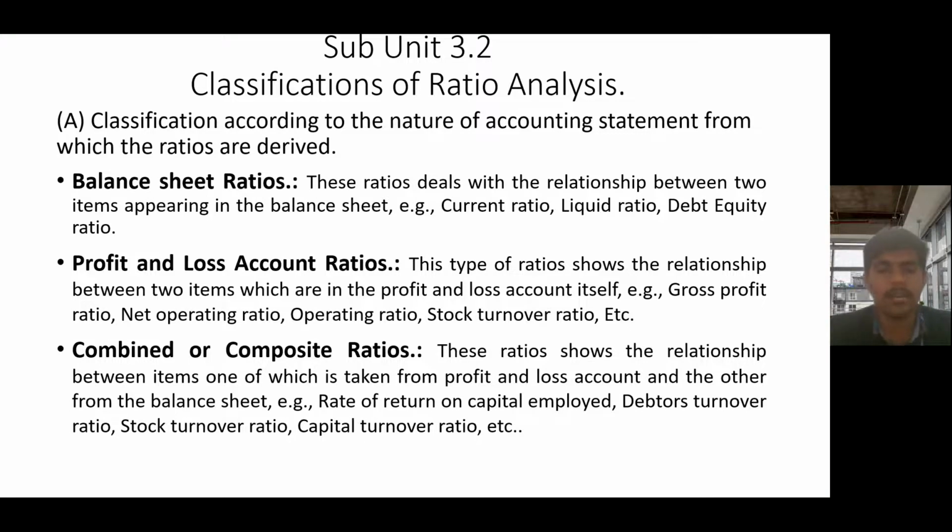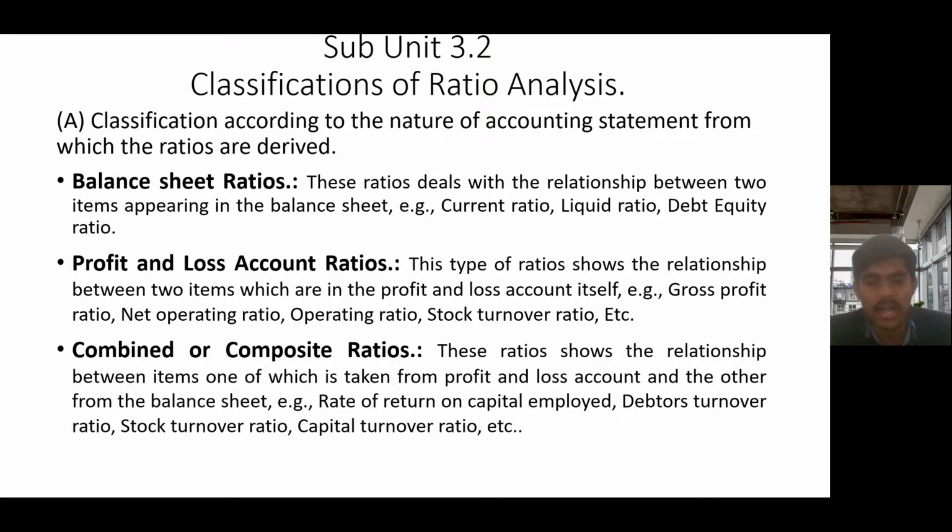Okay, next is combined or composite ratios. So what are combined or composite ratios? These ratios show the relationship between items, one of which is taken from the profit and loss account and the other from the balance sheet. It is a combination of the balance sheet and the profit and loss account, which are involved together, and the relationship between them is analyzed and given to the company.